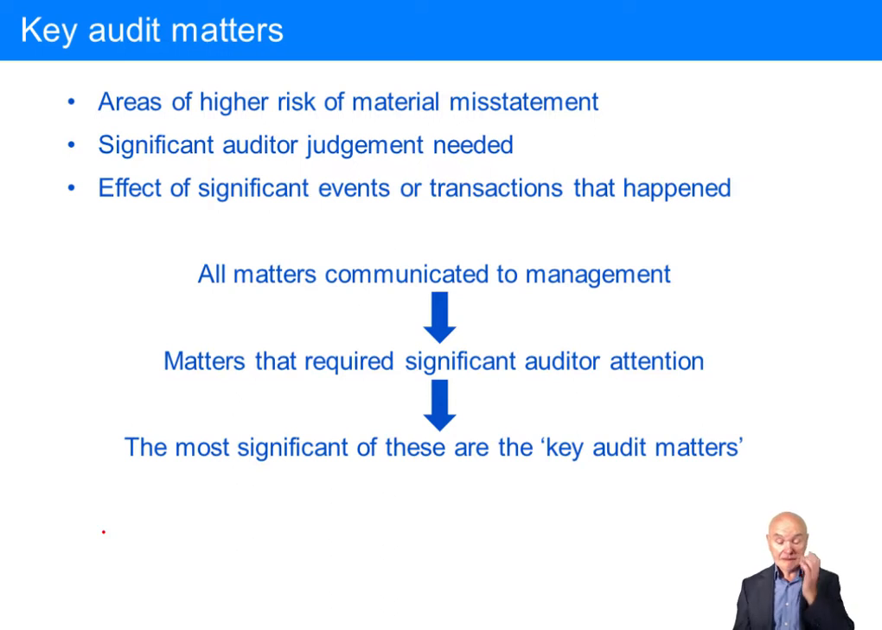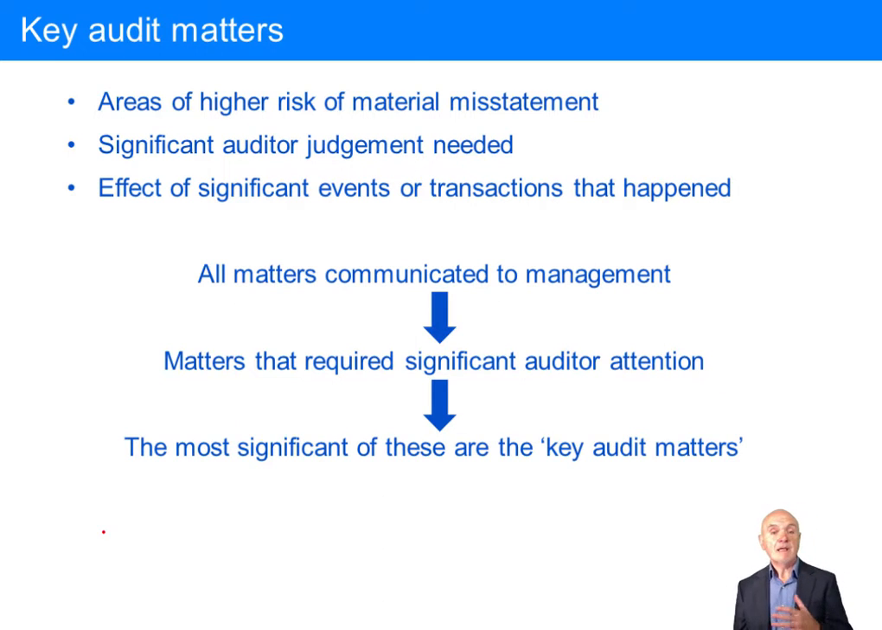Key audit matters. Key audit matters are areas of higher risk of material misstatement. Maybe the valuation of inventory would be quite a good one. Significant auditor judgment is needed. Will it sell or won't it sell? If it's not going to sell, what should we write it down to, and so on. And the effect also of any significant events or transactions which happened during the year.